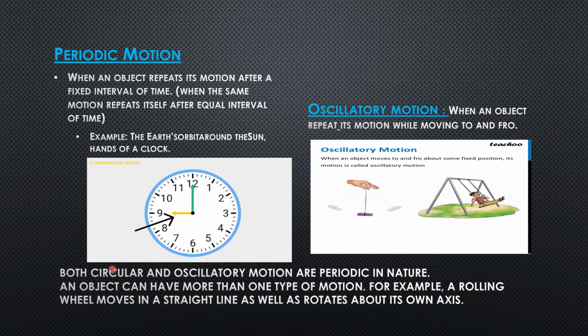Periodic motion is a movement that repeats in a regular time interval, whereas oscillatory motion is a specific type of periodic motion where an object moves to and fro around a central point, right? Every oscillatory motion is periodic, but not every periodic motion is oscillatory. This is a key point of this understanding.